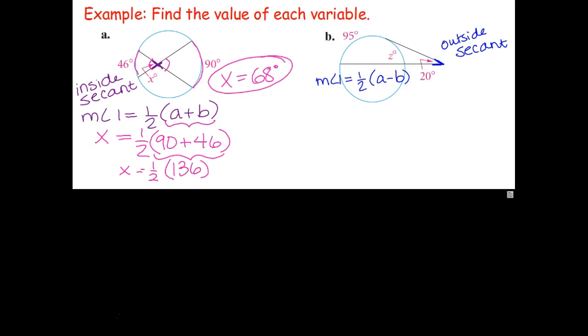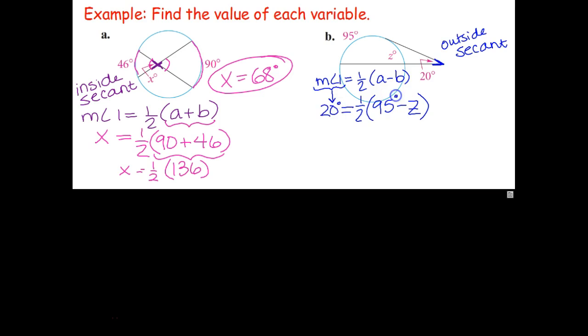So if we start on the outside and work our way towards the angle, that might help us out. So we can see that 95 is an arc, and it's the bigger arc, so we're going to put that one in for A. So half 95 minus, okay, the next one that we come to is Z. Z is also an arc, and it's the smaller one, so we're going to put that one in for B. And then we come to 20. 20 is where the angle is, so we're going to put that one in over here.